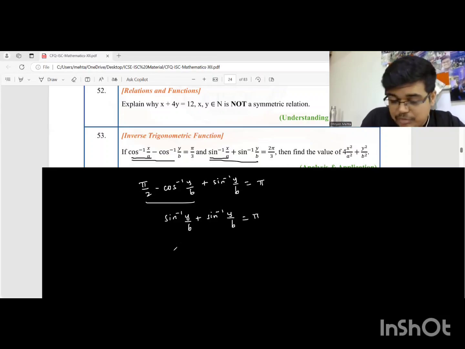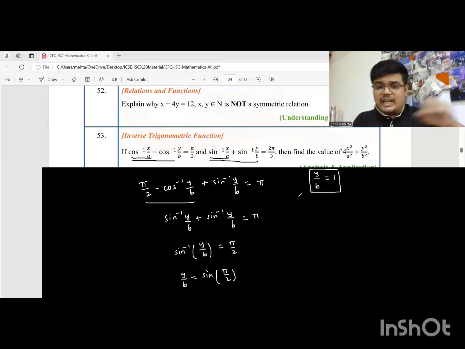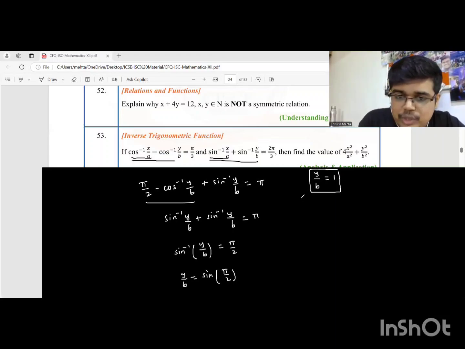So students, this is now double of sin inverse y by b, which means sin inverse y by b is pi by 2. So y by b, when you transfer sin inverse on the other side, it will be sin of pi by 2. From here, students, we get that y by b is equal to 1. You substitute this in any one equation, students, first or second. I'm substituting it in second.